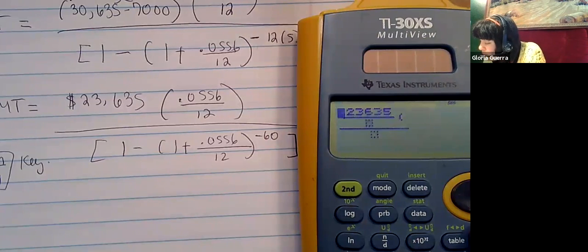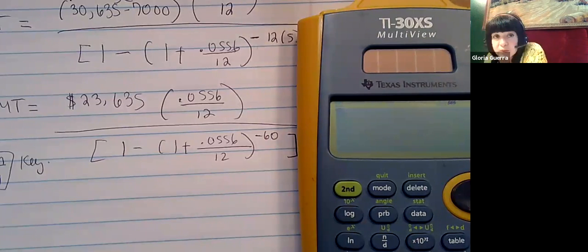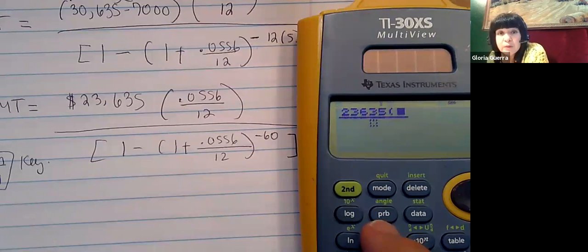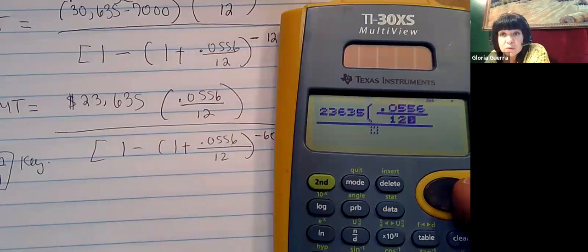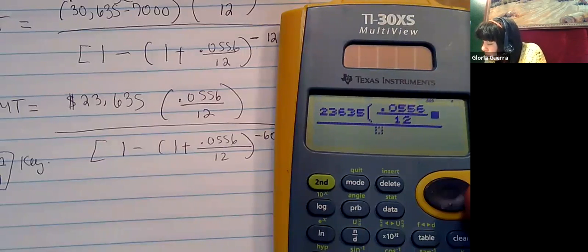Let me clear this. Okay, so let me start with the N over D key, 23,635, and then open parentheses. Now here I can use this N key again, and on top I put 0.0556 and then push this down, 12, and now I push this out. See that out? So the right side of this, and then close the parentheses.